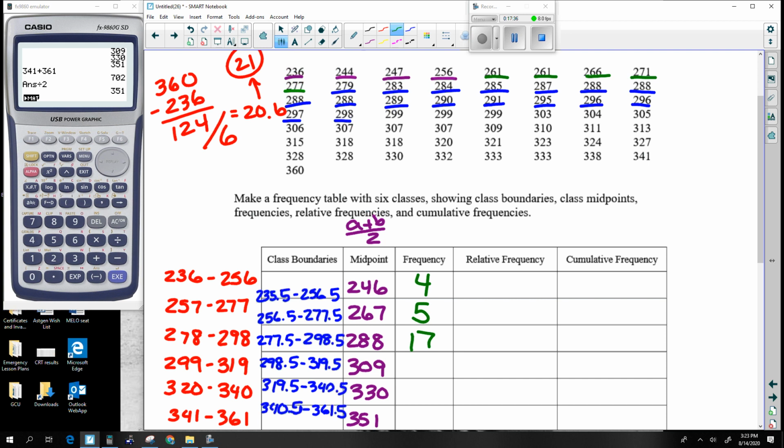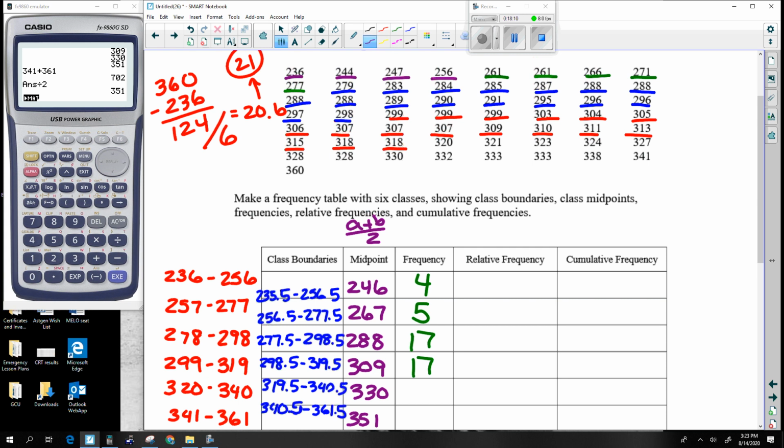319. 319 would end right there. So this is going to be 1, 2, 3, 4, 5, 6, 7, 8, 9, 10, 11, 12, 13, 14, 15, 16, 17. 17 again. Okay. I was just double counting to make sure I didn't make a stupid counting error.